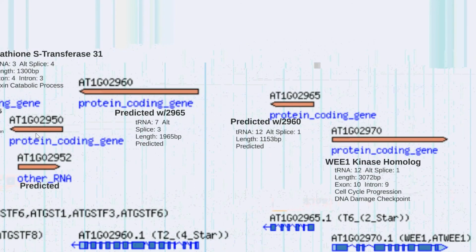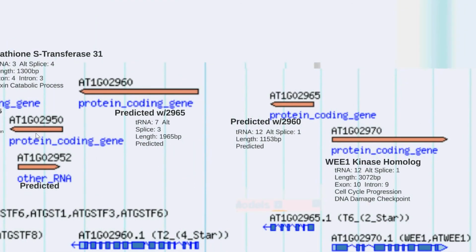There is a predicted gene cluster between 2960 and 2965, which are best protein matches of each other, but the biological and molecular function of these genes is unknown. The only thing that we know is that there are blast hits to 99 proteins in the first gene and 8 blast hits to 8 proteins in the second gene.